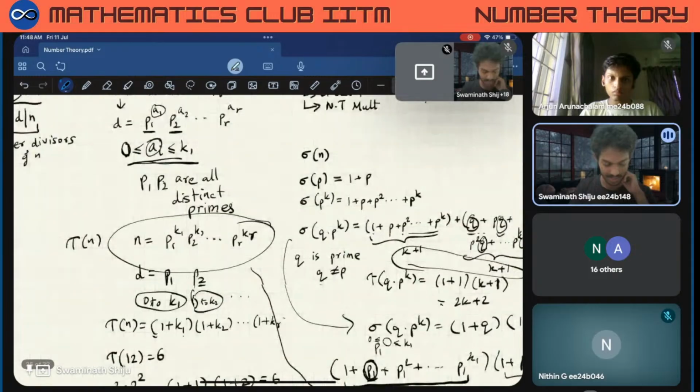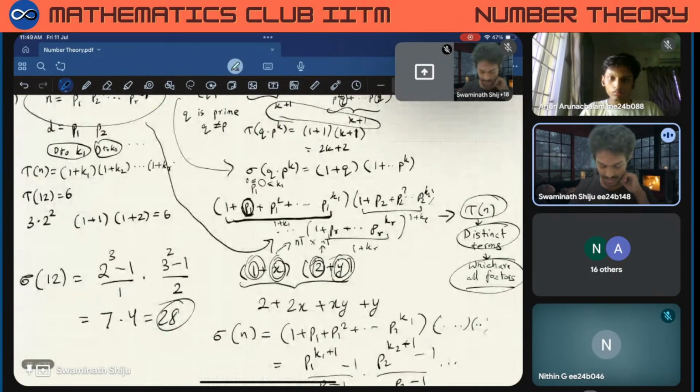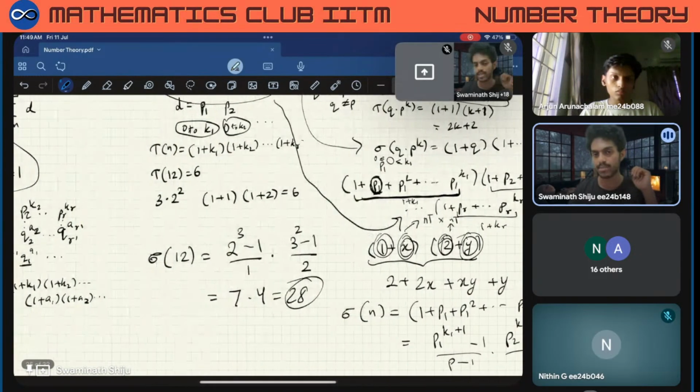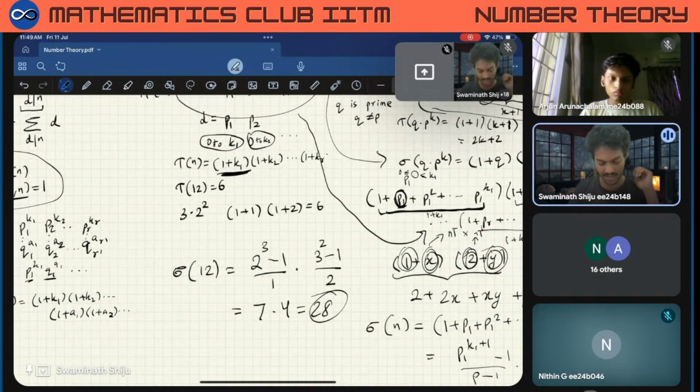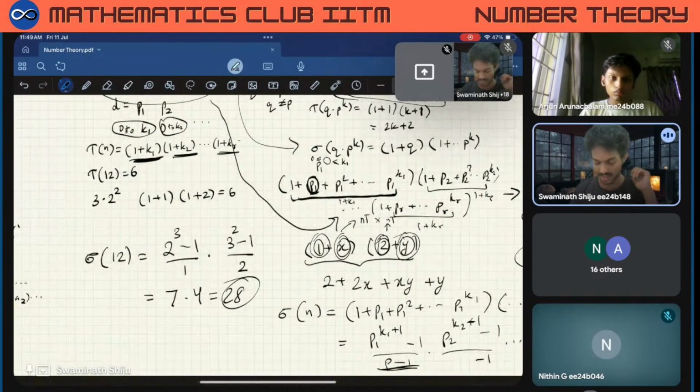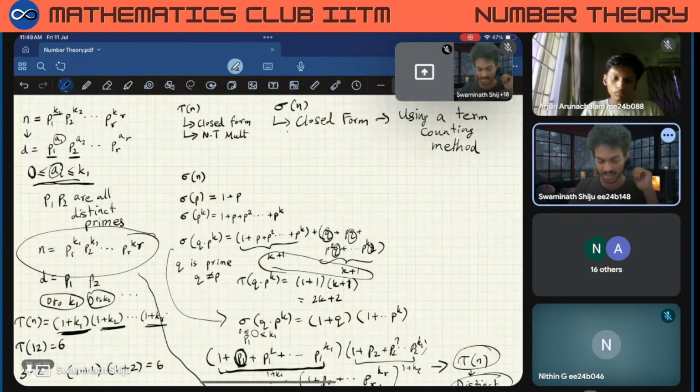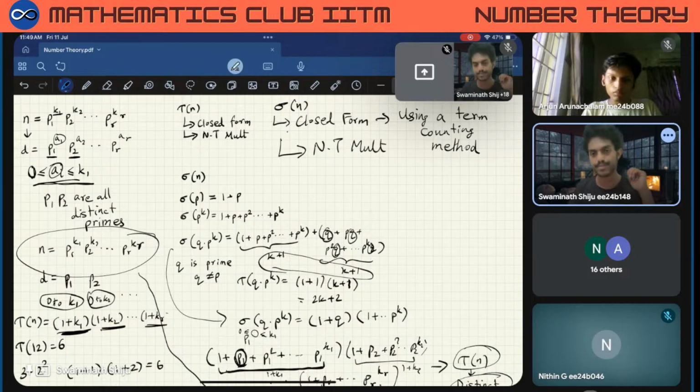Now, same reason as before, this is also multiplicative. If you want, you can try proving it yourself, but I'll just state it here because this is one multiplicative term with one factor, another factor, another factor. It's the same thing that's happening here. If they're co-prime and you multiply, they'll just multiply normally. So because of the closed form, we know that it's multiplicative, right?